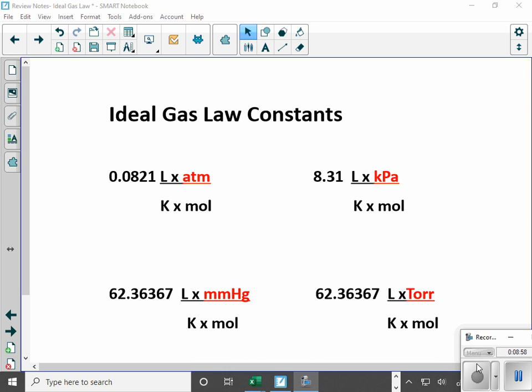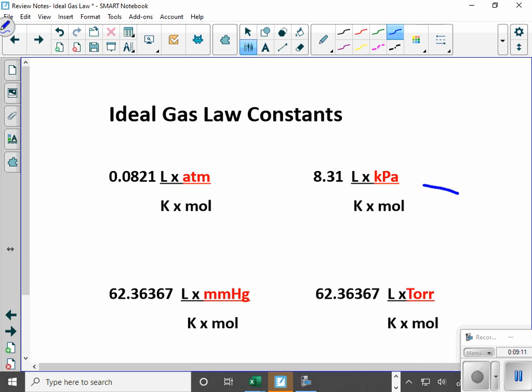So when we have pressure in atmospheres, we use a certain ideal gas constant. When we have pressure in kilopascals, which is this kPa right there, millimeters of mercury, torr, those are all different labels that can be used for pressure. So one of the things we're going to need to do is determine which one of these ideal gas law constants we need to use.